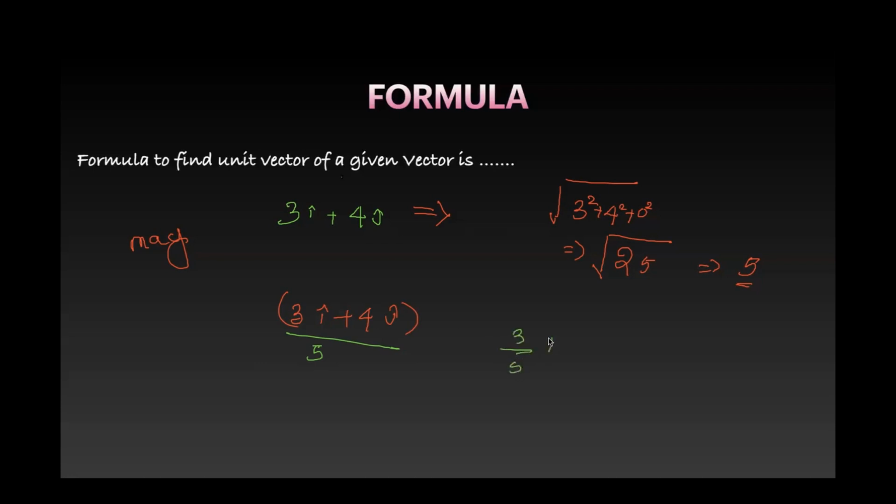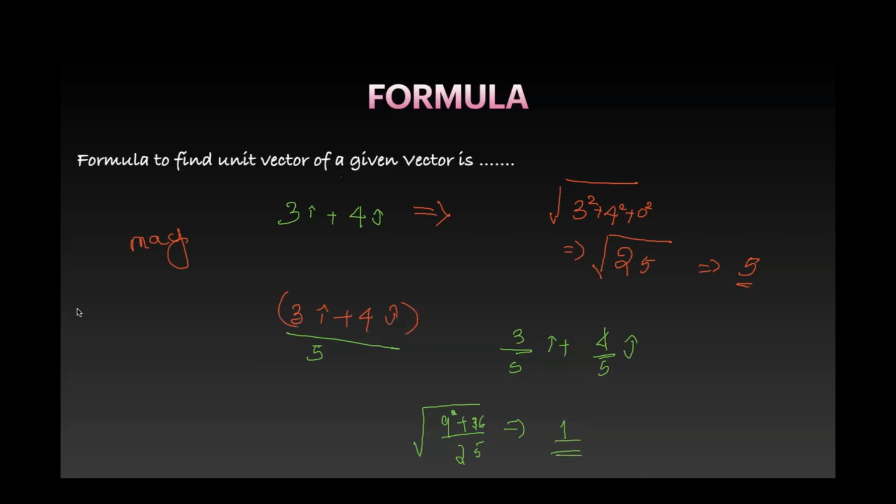3 by 5 i cap plus 4 by 5 j cap. Okay. Now just see. Here you will have 25, of course. Here it's what? 9, 3 square, that is 9, plus 4 square, 16, which is 25 by 25, which is good. Hence, you have converted this into a unit vector.